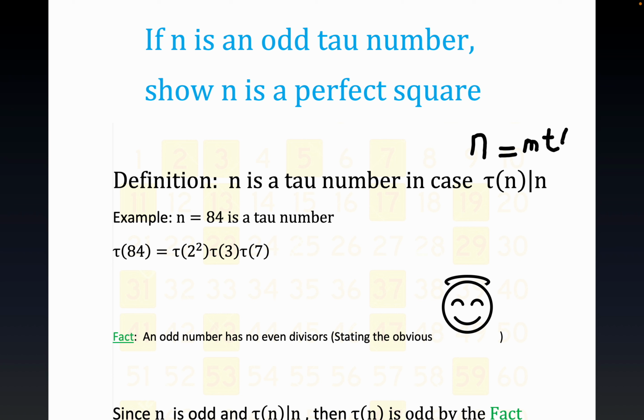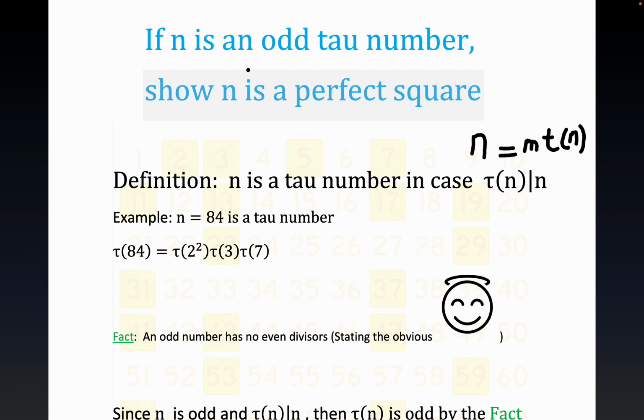Now again, y'all, tau of n counts the number of divisors. For example, tau of 9 would be equal to 3 because 1, 3, and 9 are the only divisors of 9. So that's what tau of n does. A lot of y'all have seen it maybe as little d.